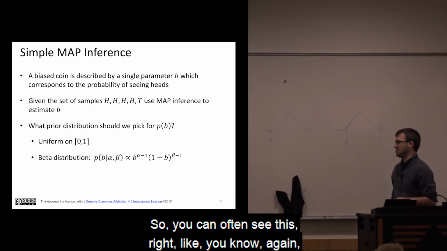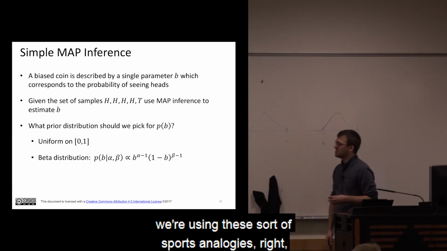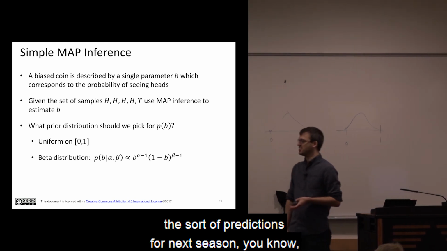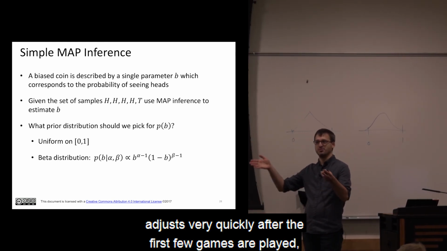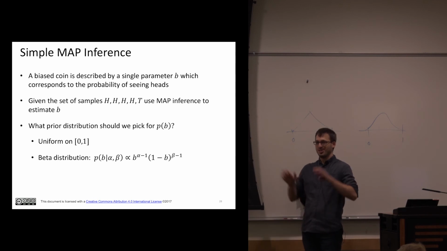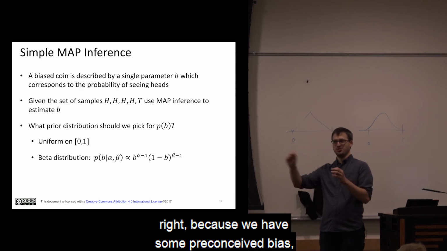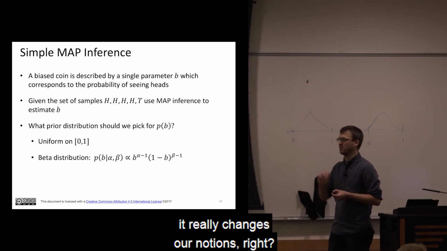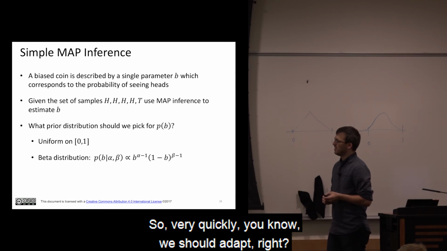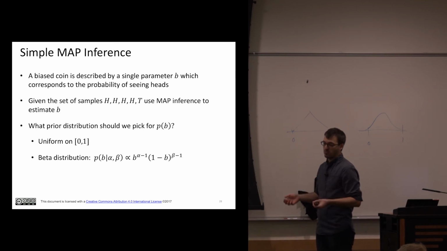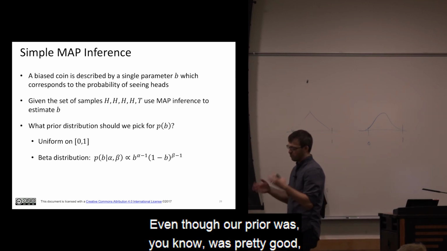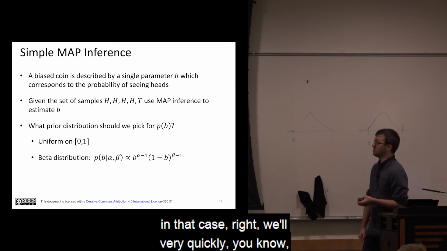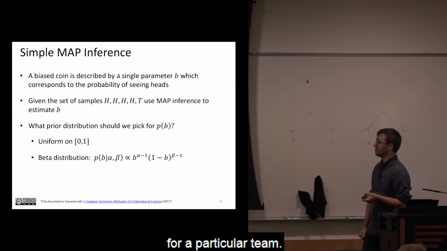You can often see this, again using the sports analogies. Predictions for next season adjust very quickly after the first few games are played. We have some preconceived bias, but as soon as we start seeing, say, half the team is injured at the beginning of the season, it really changes our notions. So very quickly we should adapt, even though our prior was pretty good in that case. We'll very quickly change our minds if we see really poor performance for a particular team.